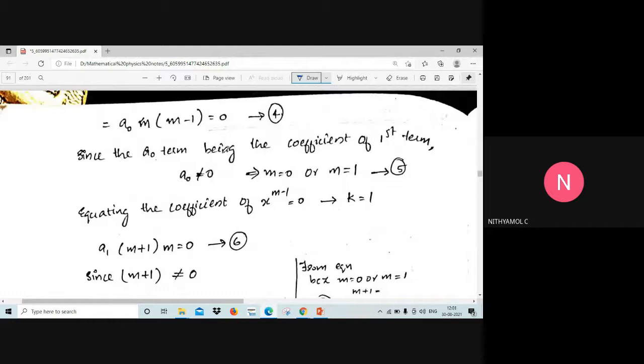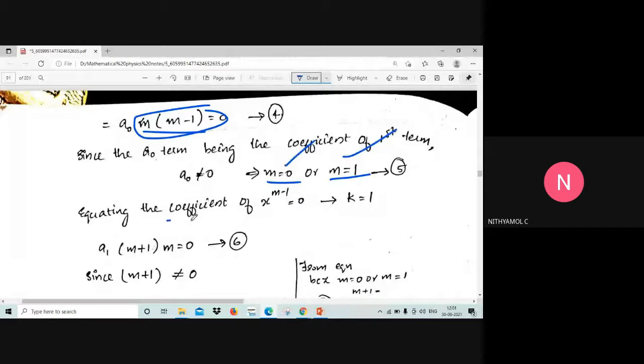Since a0 is the coefficient of the first term, we already said that a0 is not equal to 0. Therefore, from this indicial equation, we will get two roots, that is m is equal to 0 and m is equal to 1. So we have to find the solution for m is equal to 0 and m is equal to 1.